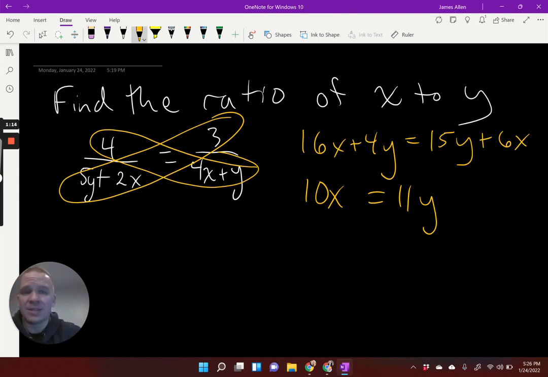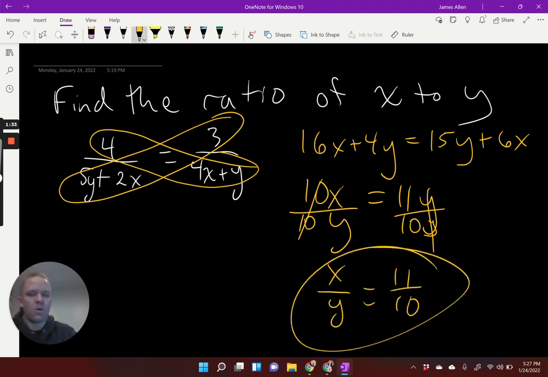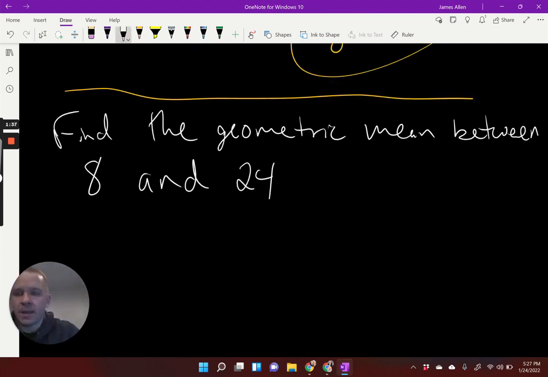Now, I want x to y. So that means I'm going to want to divide by y. Boom, that's gone. But I don't want that pesky 10 chilling there with that x, because then it's 10x over y, not x to y. So you know what? I'll also divide by 10 at the same time. Now I'm left with x to y equals 11 to 10. Whew. Awesome. All right, next one.